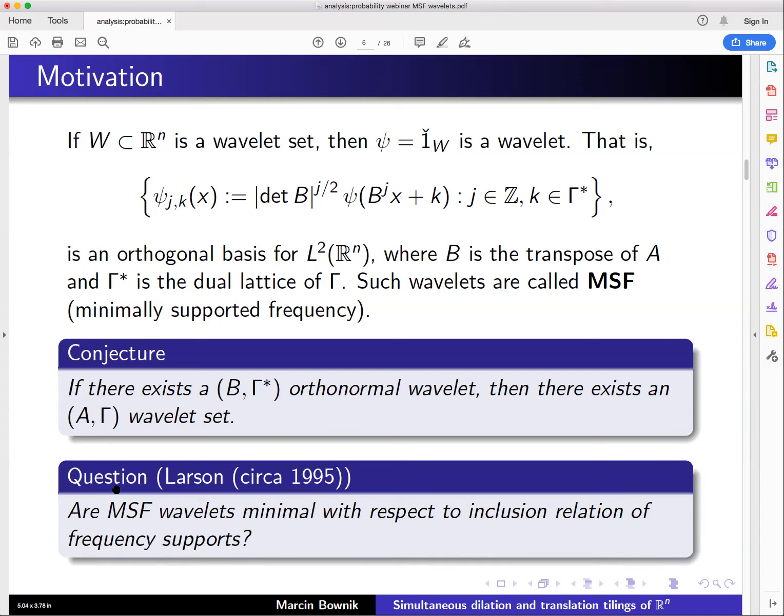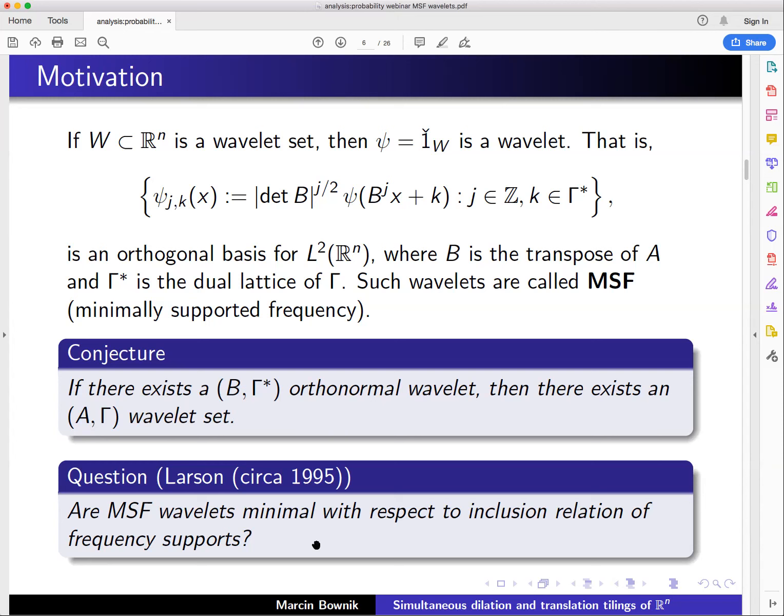Now there is a very, again, annoying question that we don't know. It's due to Larson, that's I think now quarter-century old. That basically can be formulated like this: are minimally supported frequency wavelets minimal with respect to the inclusion relation of frequency supports? So are those MSF wavelets really minimal? Because you have minimality in two ways. One, you look at the measure of the support in the frequency, it's the smallest, that's the definition. Or the other one, when you have two wavelets, you look at the supports of the Fourier transform, and one is smaller if the supports are included in the other.